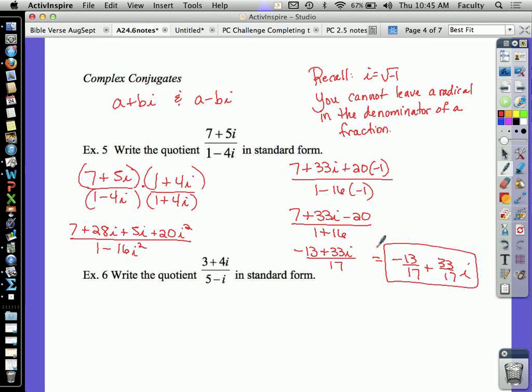All right, I'm going to give you a head start, and I want you to try example 6. Multiply by the complex conjugate in the denominator, FOIL it, and then put it in a plus bi form.